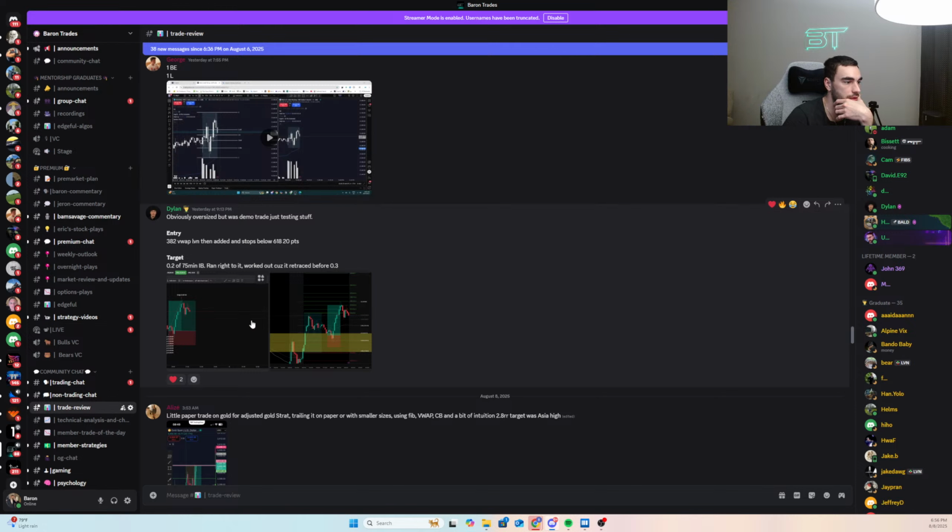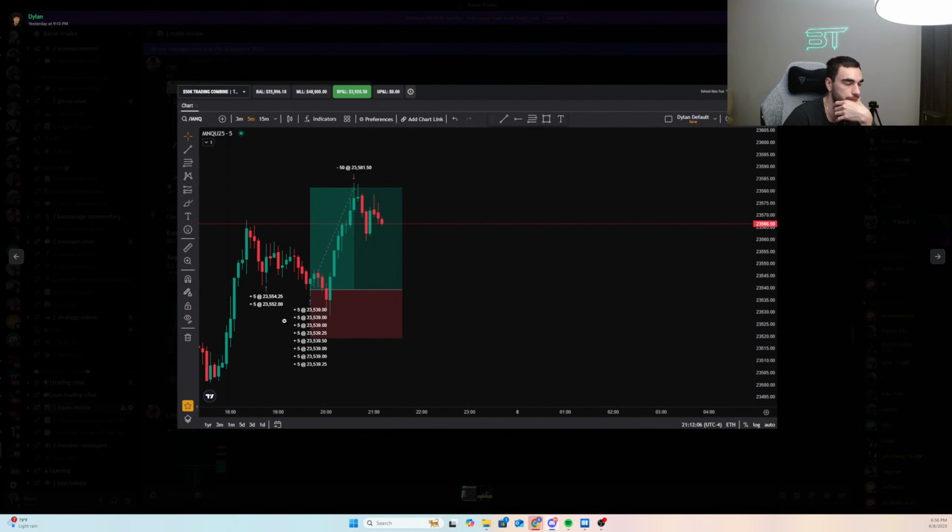Okay. 382 VWAP low volume node, then added and stops below 618, 20 points. 0.2 of 75, ran right to it. Worked out because it retraced 4.3.